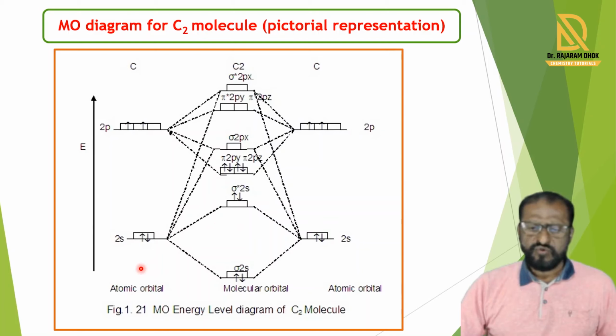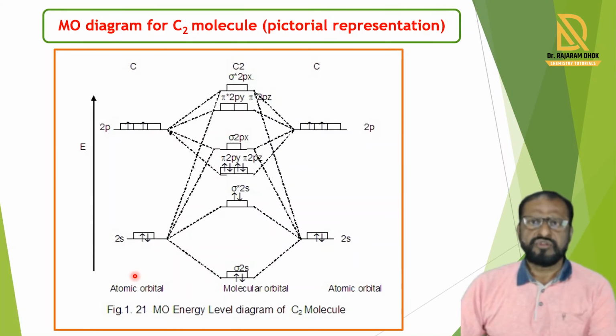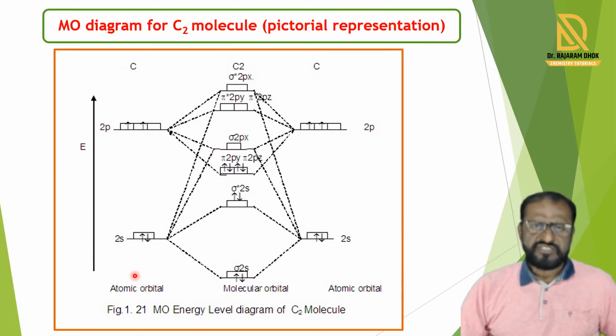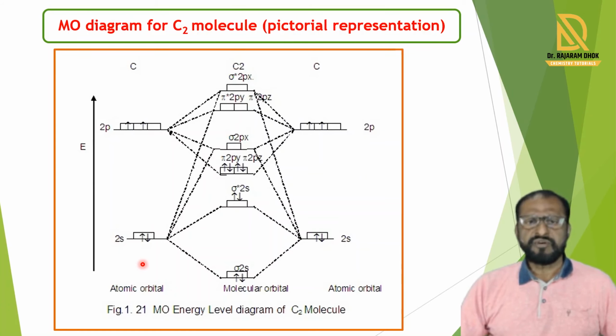In this case, 1s atomic orbitals of first and second carbon atom are not shown because both are filled and they are inner orbitals. So only in the molecular orbital electronic configuration these orbitals are shown by the letters K and K. But there is no necessity to show these molecular orbitals and atomic orbitals in the molecular orbital diagram. So only the valence atomic orbitals which combine or interact with each other are shown in this diagram.